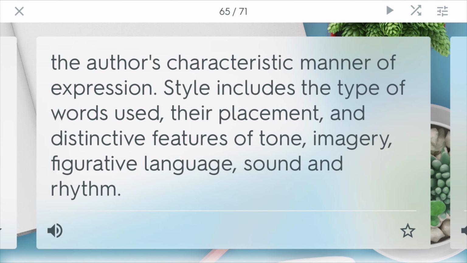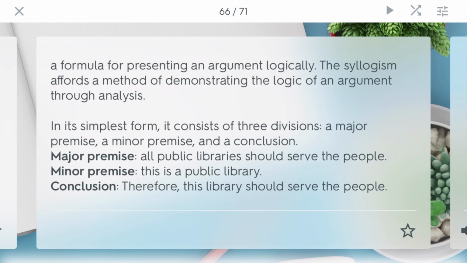Style is the author's characteristic manner of expression. Style includes the type of words used, their placement, and distinctive features of writing, such as tone, imagery, figurative language, sound, and even rhythm. A syllogism is a formula for presenting an argument logically.